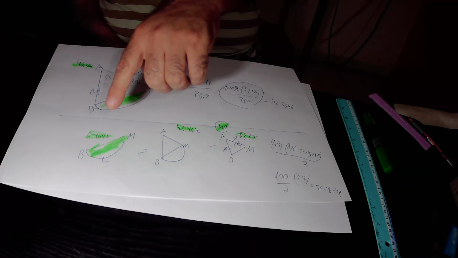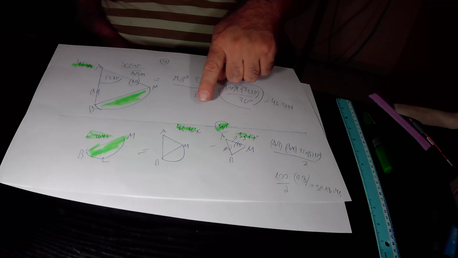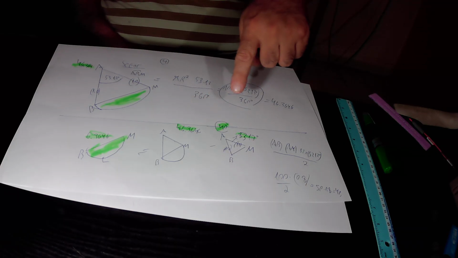And the area of this segment BLM equals the area of sector AMB, that is 46.3646, minus the area of this triangle ABM, that is 40 square units.